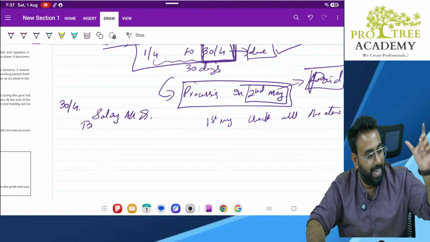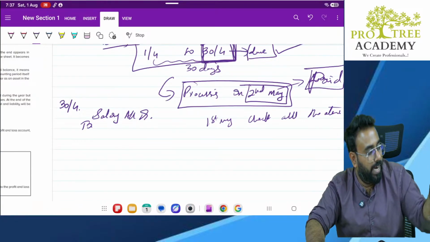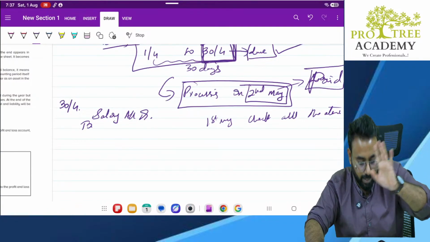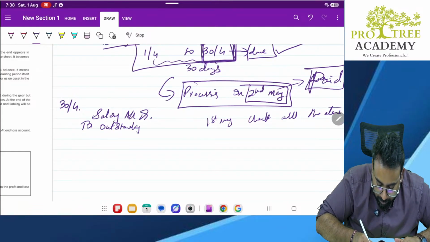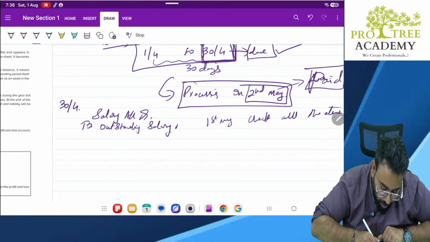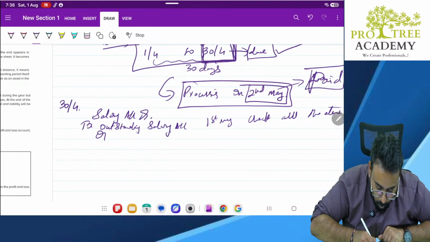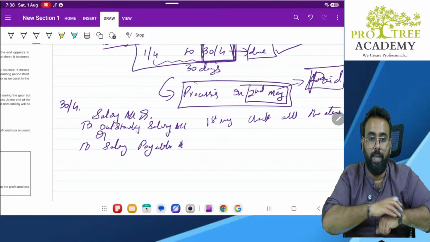So can I create a liability account for this? Yes, sir, you can create a liability account. When a liability goes up, it will be credited. So what is the entry I will pass? To outstanding salary account, or you can even use to salary payable account.